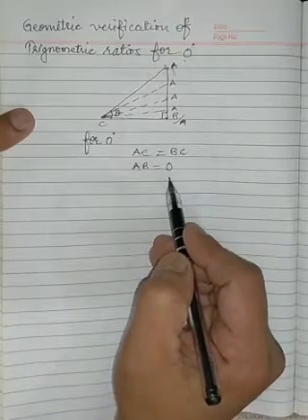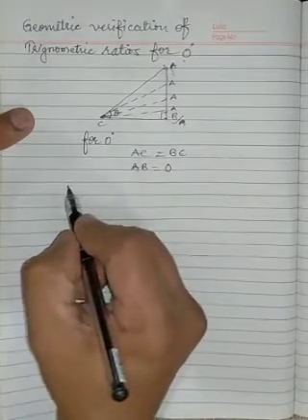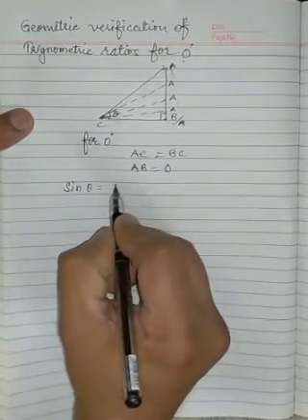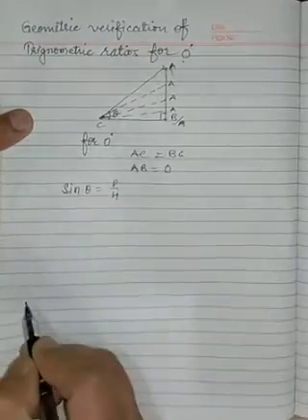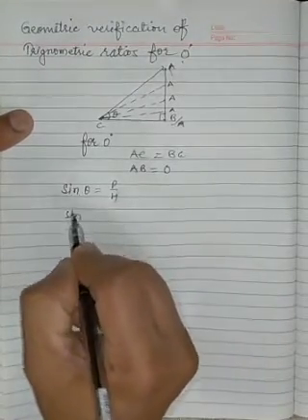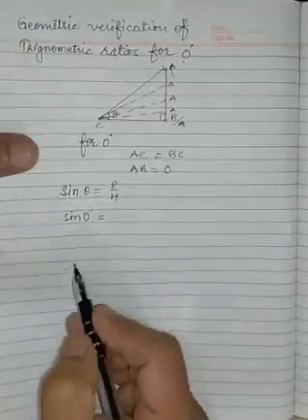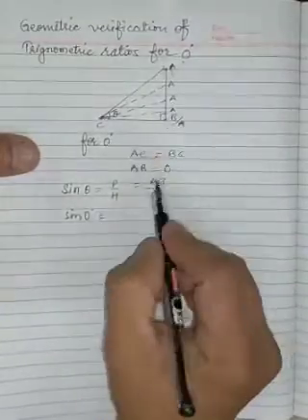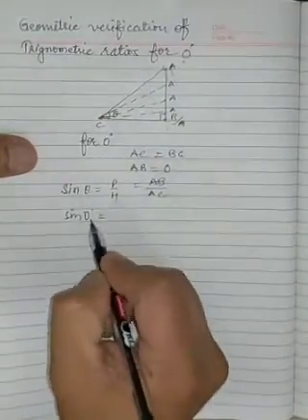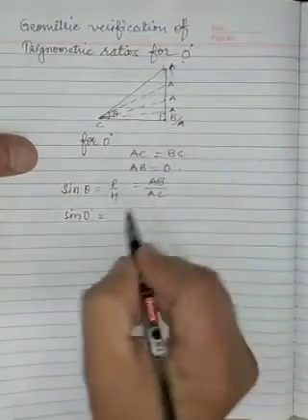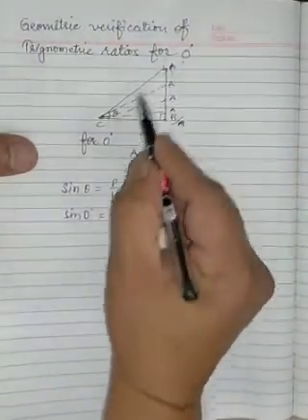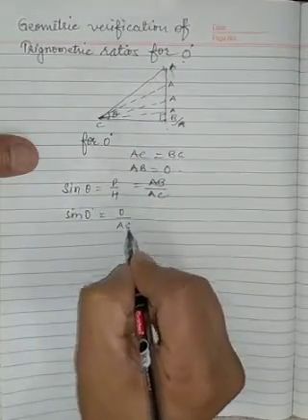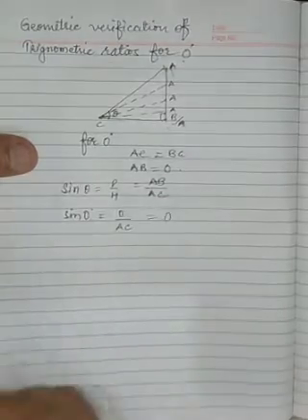So now let us find out the trigonometric ratios starting from sine. As we know, sine theta is equal to perpendicular upon hypotenuse. Therefore, for sine 0 degree, the perpendicular is AB and the hypotenuse is AC. For 0 degree, AB becomes 0 and hypotenuse AC is equal to BC, so we can write it as either AC or BC. So 0 upon AC is equal to 0.